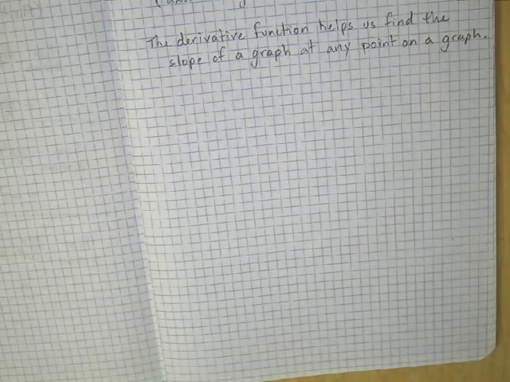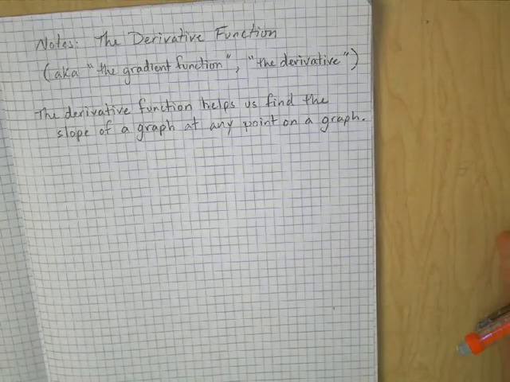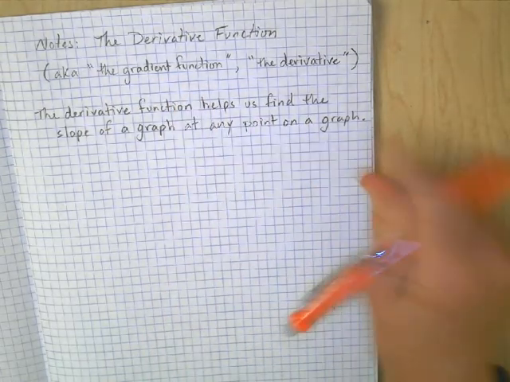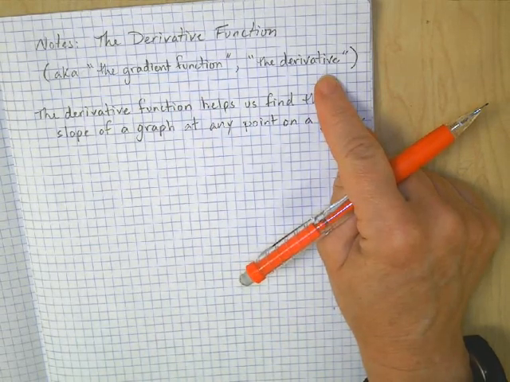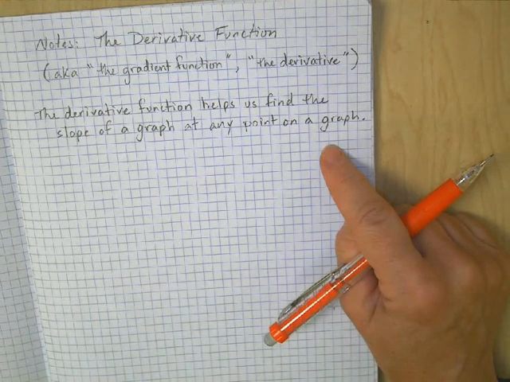Okay, so now we're going to put into our notes this thing called the derivative function. The derivative function has a couple of names. It's also called the gradient function, or its nickname is just the derivative. So normally we just refer to it as the derivative. But it's actually a function, it's an equation, and it's an equation that helps us find the slope of a graph at any point on the graph.